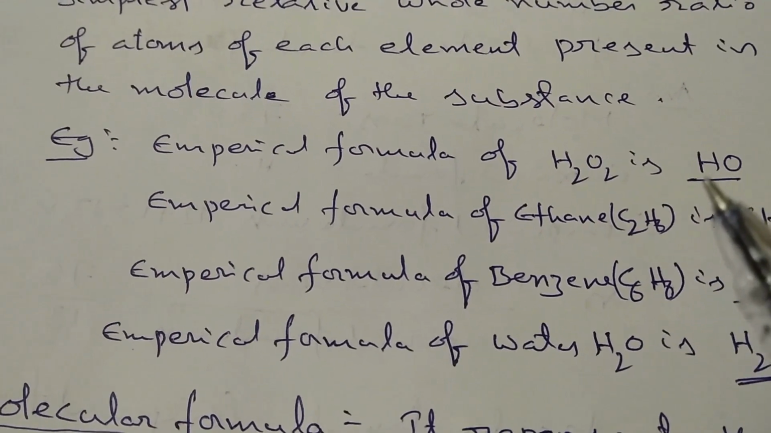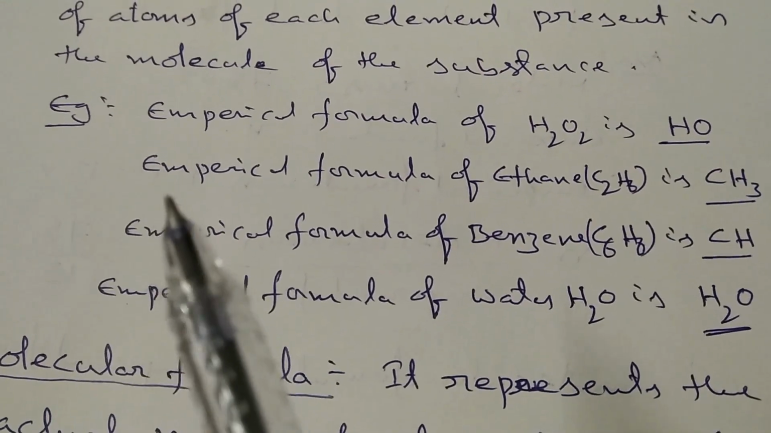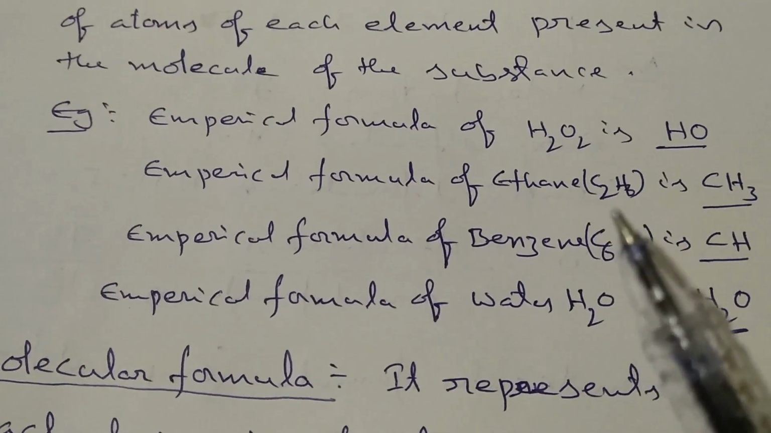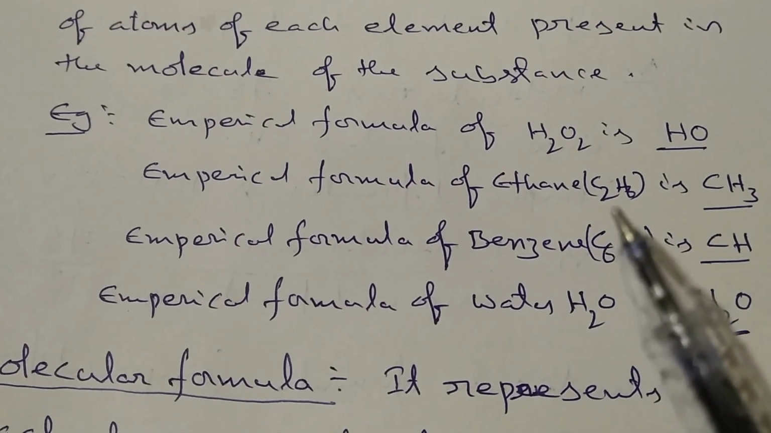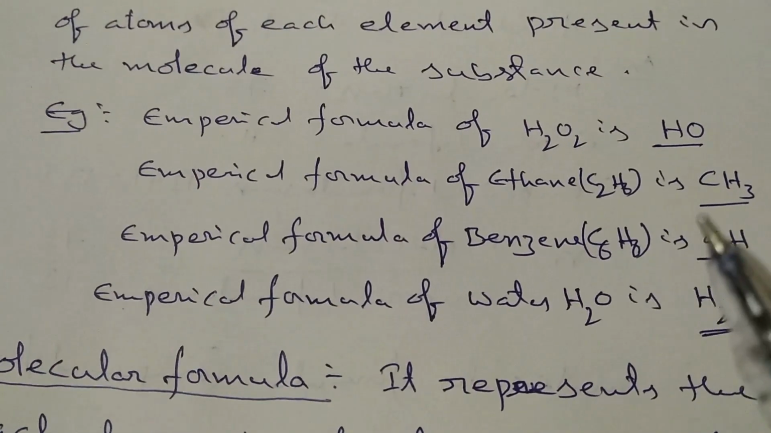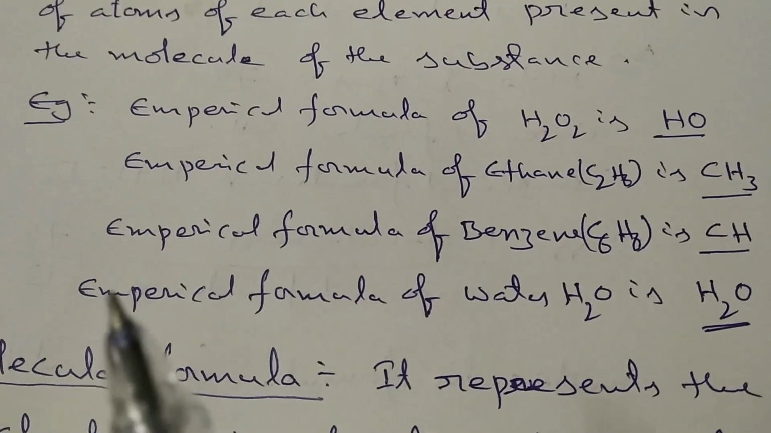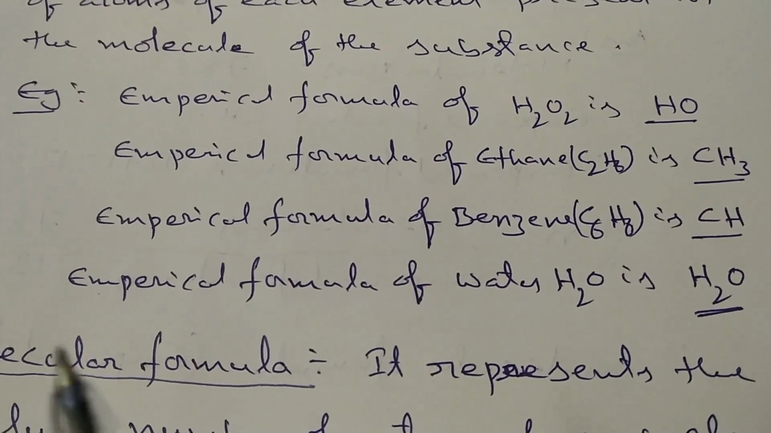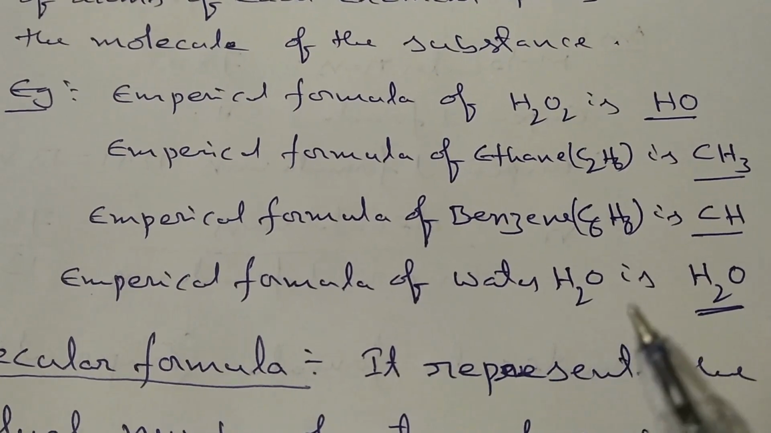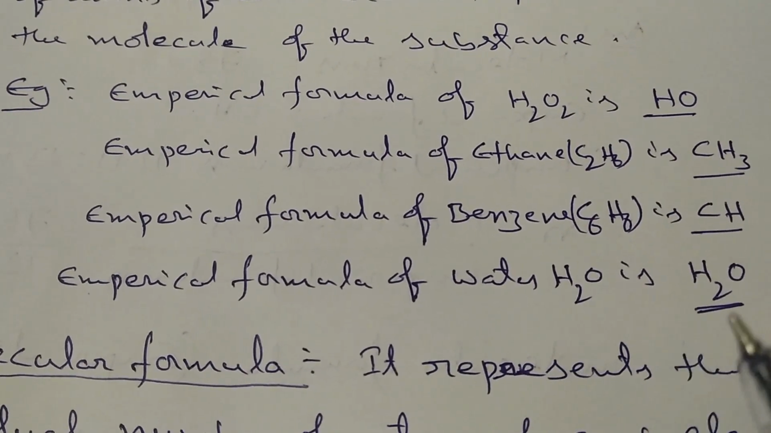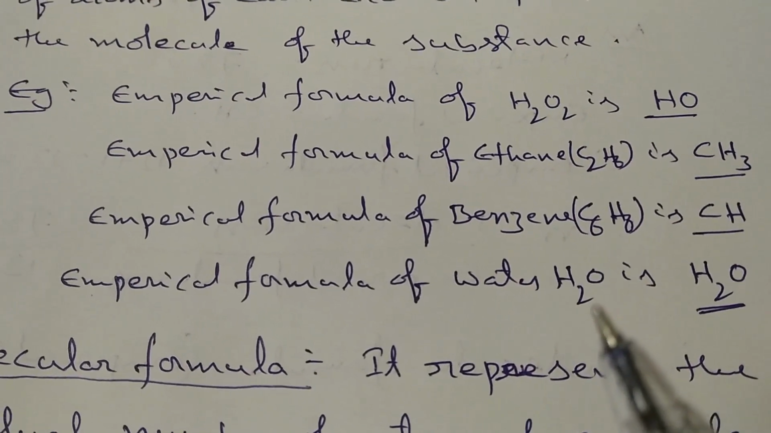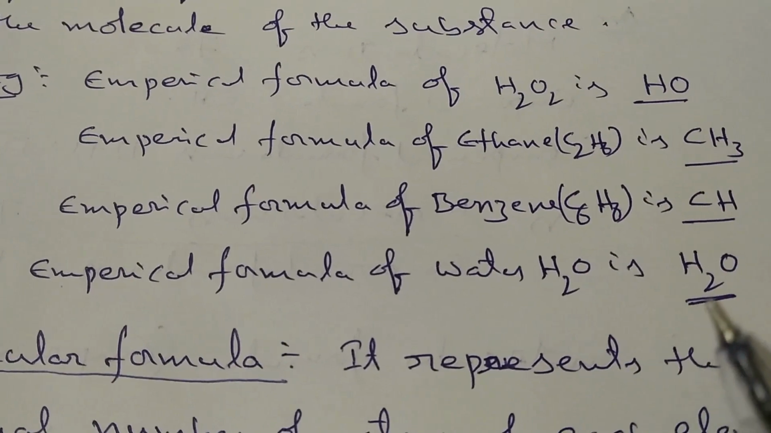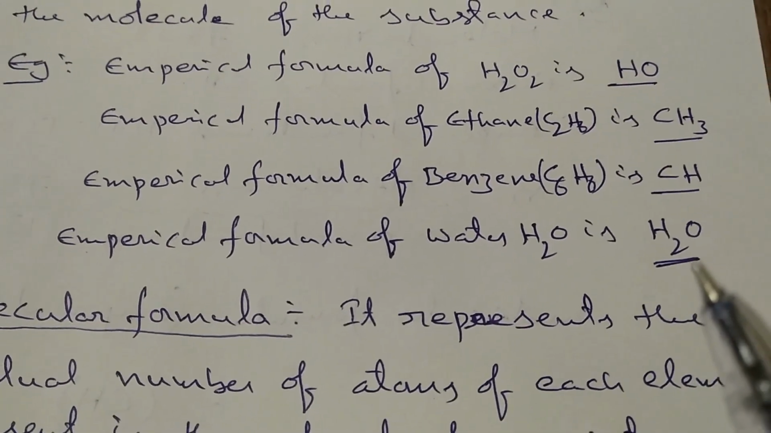The formula is H1O1. Similarly, for the empirical formula of ethane, C2H6, the ratio between carbon and hydrogen is 2:6, that is 1:3. Therefore, its empirical formula is CH3. The empirical formula of benzene, C6H6, is CH. The empirical formula of water, H2O, is H2O, because the ratio is 2:1. It is the simplest ratio. Therefore, the empirical formula and molecular formula are both the same for H2O.